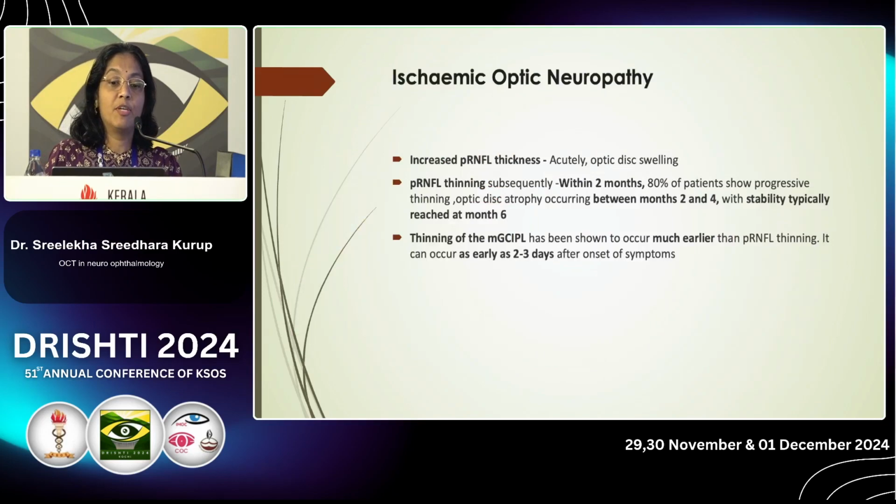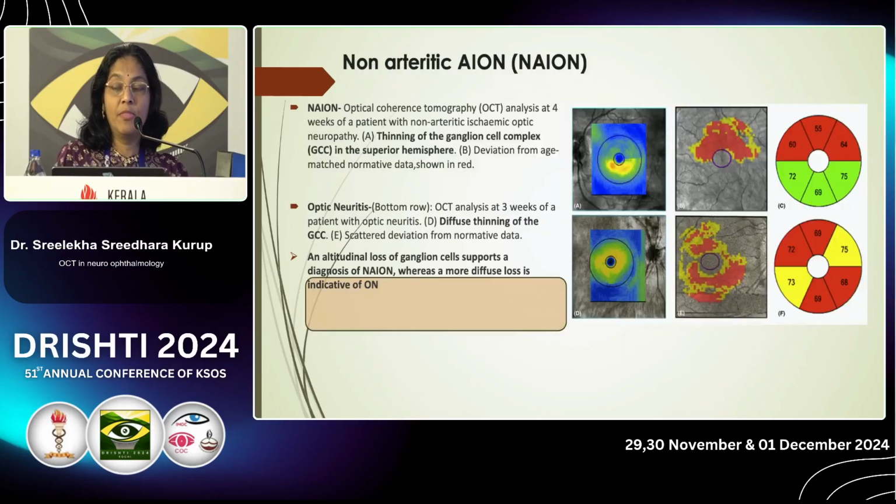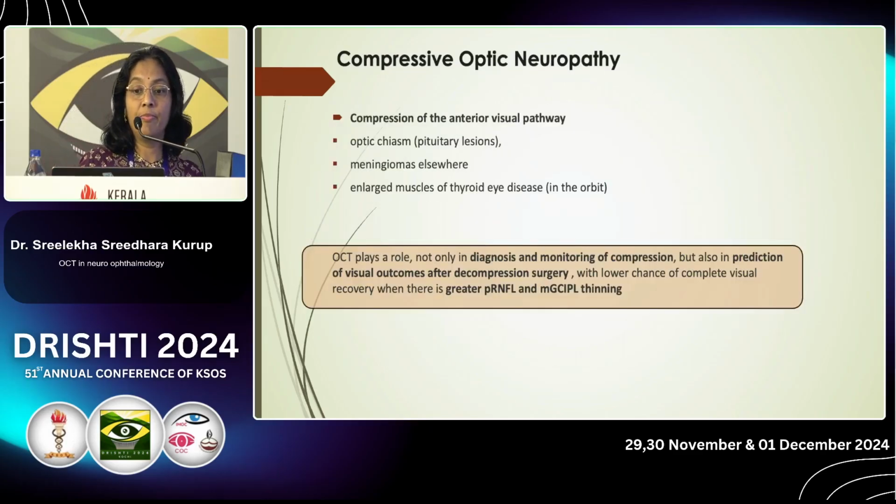In ischemic optic neuropathy, initially there is increased RNFL thickness and subsequent thinning within about 2 months. And the GCL shows thinning much earlier, even as early as 2 to 3 days after onset of symptoms. The pattern of GCL involvement, such as this altitudinal pattern of loss in the superior aspects, goes more in favor of ischemic optic neuropathy, whereas a more generalized thinning all around is more in favor of optic neuritis.